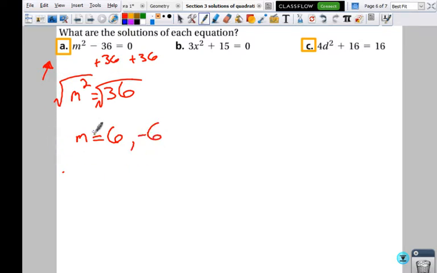Perfect. Alright, let's look at part B over here. On part B, Kinsey, what's the first thing I need to do?